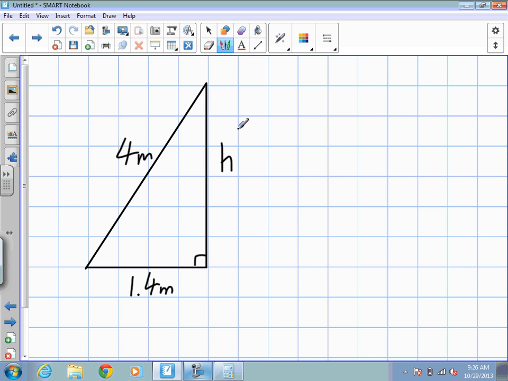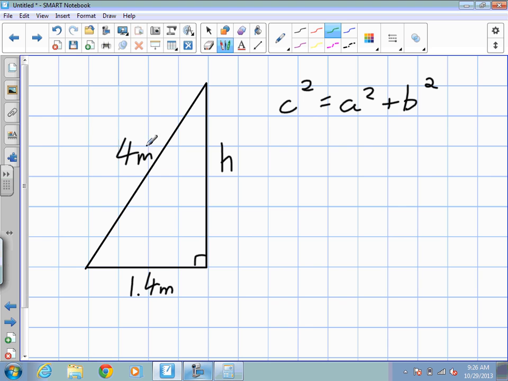So our Pythagorean Theorem helps us solve for lengths of the sides of the triangle. So we have c squared is equal to a squared plus b squared. Our c is 4 meters, our 4. What is our a? It could be the h or it could be the 1.4. It doesn't make a difference. Okay. I'm going to call it the 1.4. And I'm going to call b our unknown, which is our h.